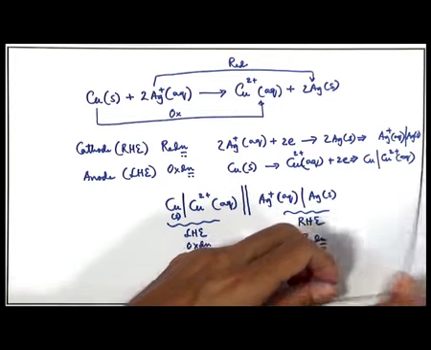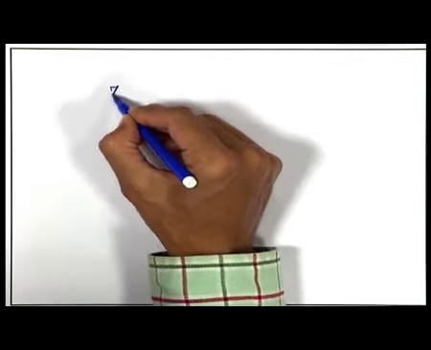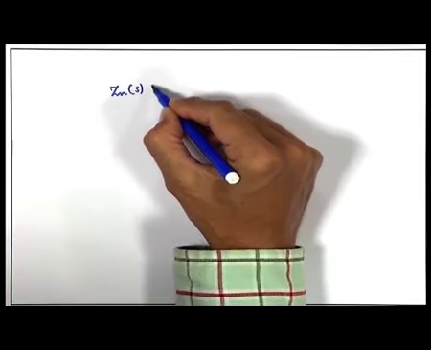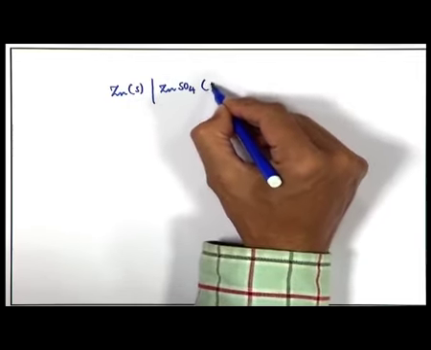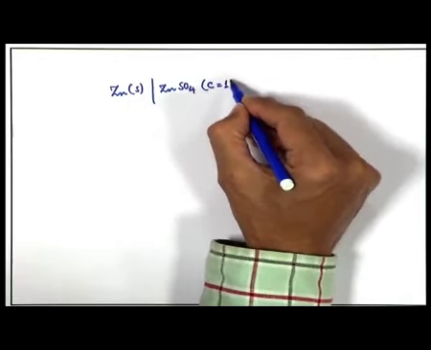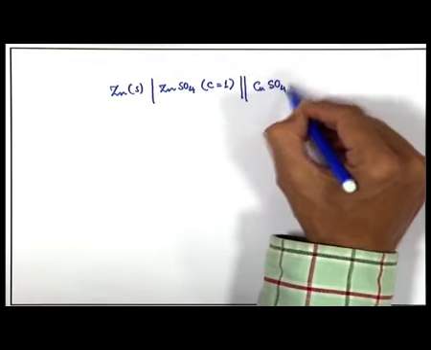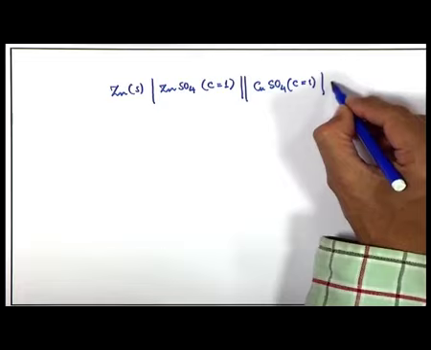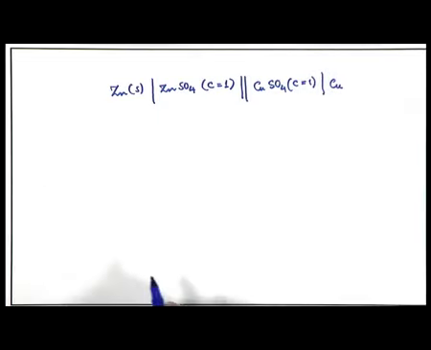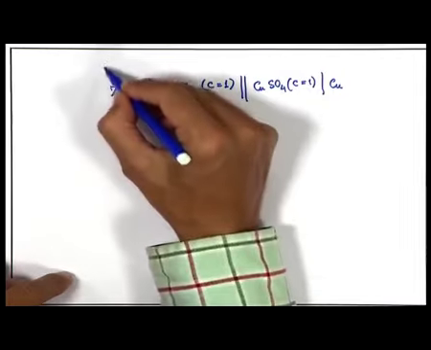Now, let us come to the Daniell cell, with which we started our discussion. The representation for the Daniell cell will be zinc solid, zinc sulphate, concentration may be unity or something else, then CuSO4, concentration may be 1. For simplicity, I am taking the concentration to be unity. So, this is the representation for the Daniell cell.